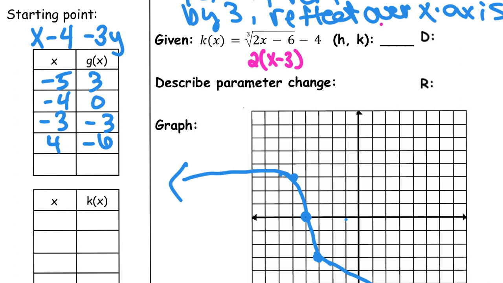Now what's my h, k? 3, negative 4. So now I'm going to go plot 3, negative 4.